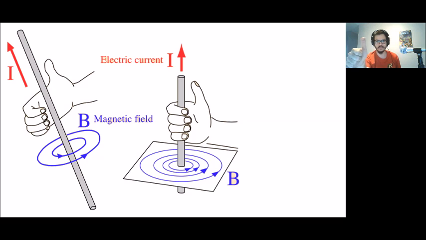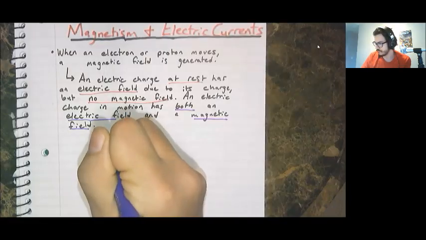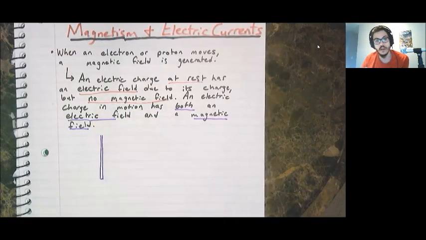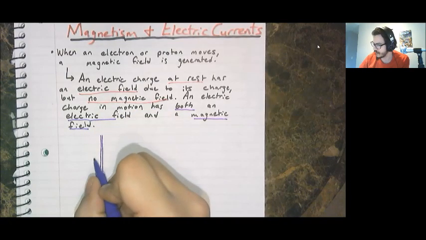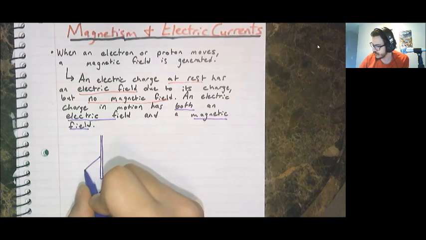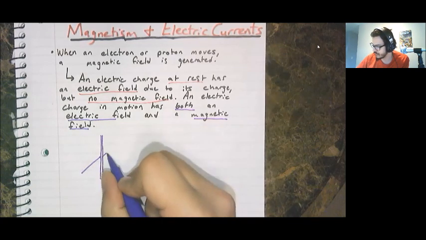So your thumb takes the place of the current carrying wire, and your fingers curl in the direction of the magnetic field, meaning that there's a north at your knuckles, and your fingers curling toward your palm puts a south at your palm. Okay, so here we have a current carrying wire. We'll draw it as going up through a table.